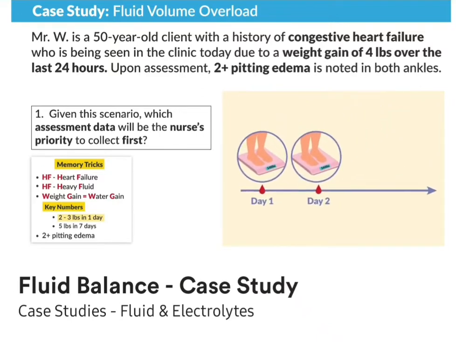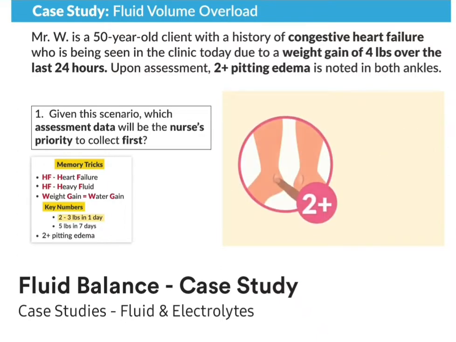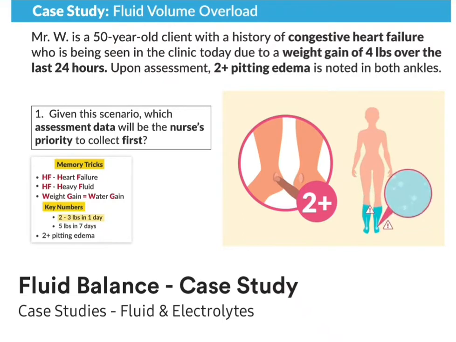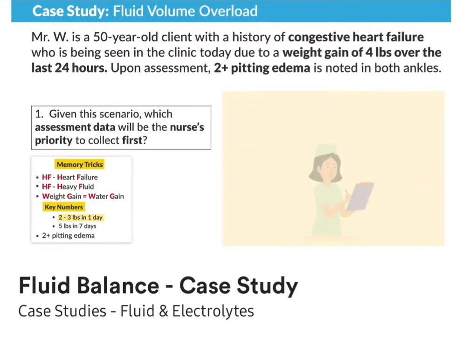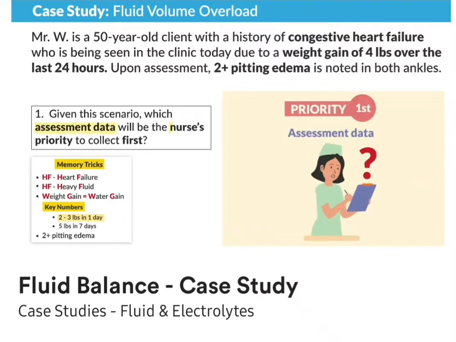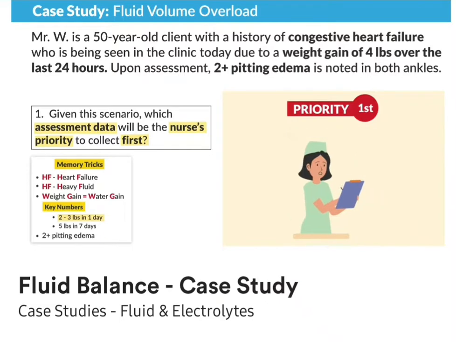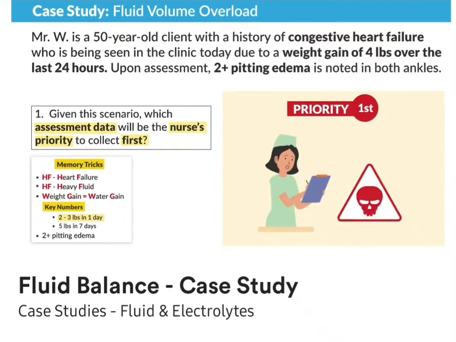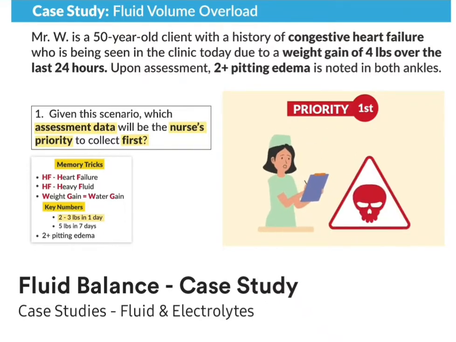Now the next key number is 5 pounds in 7 days. But this question talks about 24 hours. Now the last key term in the question is 2+ pitting edema. Remember, that waterbed skin from the heavy fluid. Now the question asks for which assessment data is priority to collect first. So again and again, for priority questions, think what can kill this client the fastest. So if you were to only check one thing, what would be the priority?